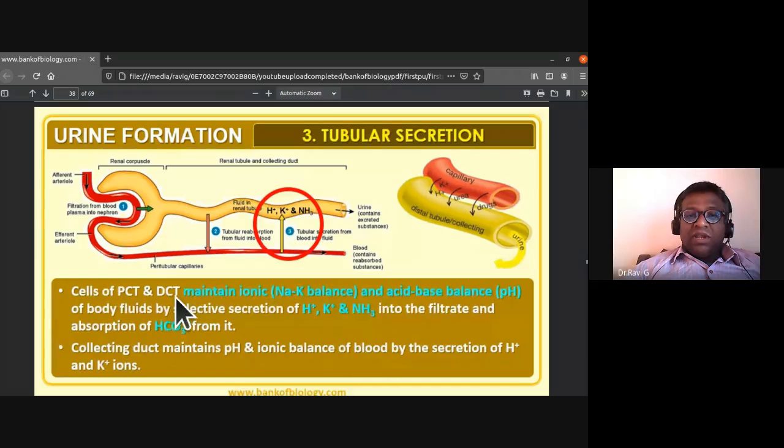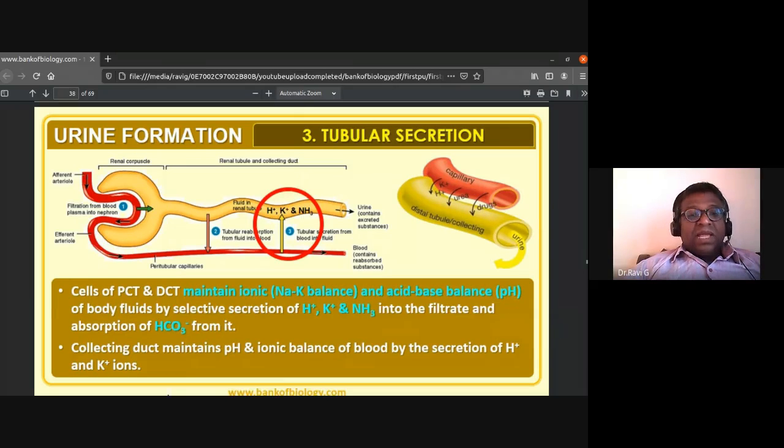So the cells of the proximal convoluted tubule and distal convoluted tubule maintain the ionic sodium potassium balance and the acid base balance, that is pH of body fluids, by selective secretion of hydrogen ions, potassium ions, and ammonium ion into the filtrate and absorption of bicarbonate from it. So this is how they maintain the ionic balance as well as the acid base balance, by selective secretion of protons, potassium ions and ammonia into the filtrate and reabsorption of bicarbonate from it.